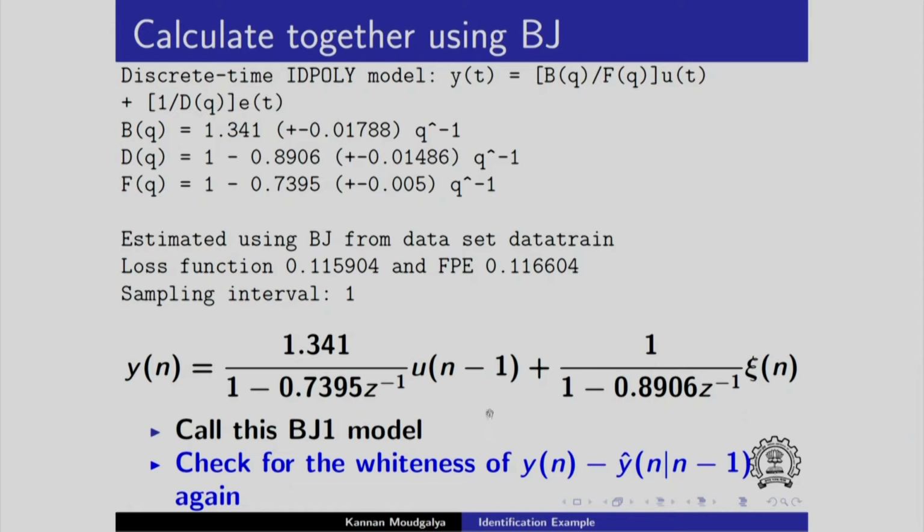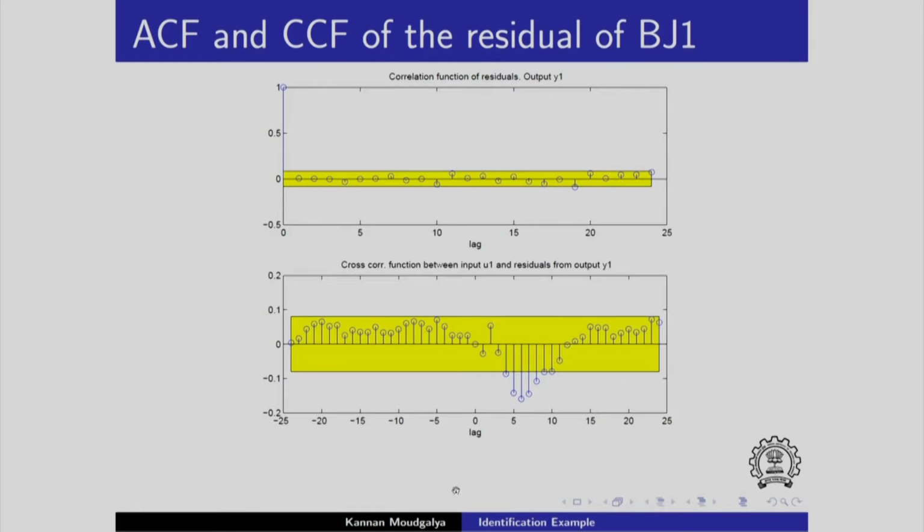So we have to check for the whiteness of this residual. This y of n is the data that we were given. The second term is the prediction by the estimate, and we obtained the ACF and CCF of the residual of BJ1, what we mentioned in the previous slide. We see the ACF to be white, it is 1 here, 0 everywhere else, but the CCF is not 0. You see that it is going outside this yellow box.